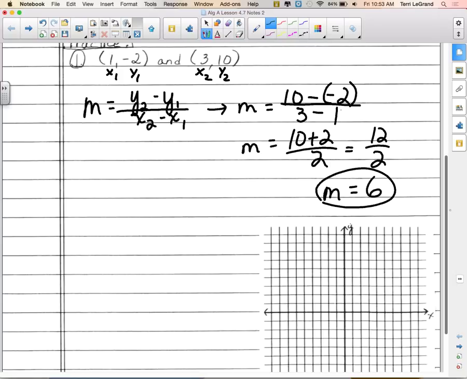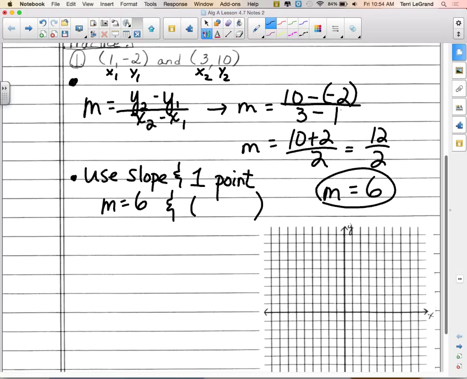Now we're going to take that slope. So this was the first bullet point, basically: we're finding the slope with the slope formula. Second bullet point says do what now? What does that one say? Use slope and one of the graph points, either one, and write the equation in point slope form. Okay, so our slope is 6. And our point, we get to use either one.